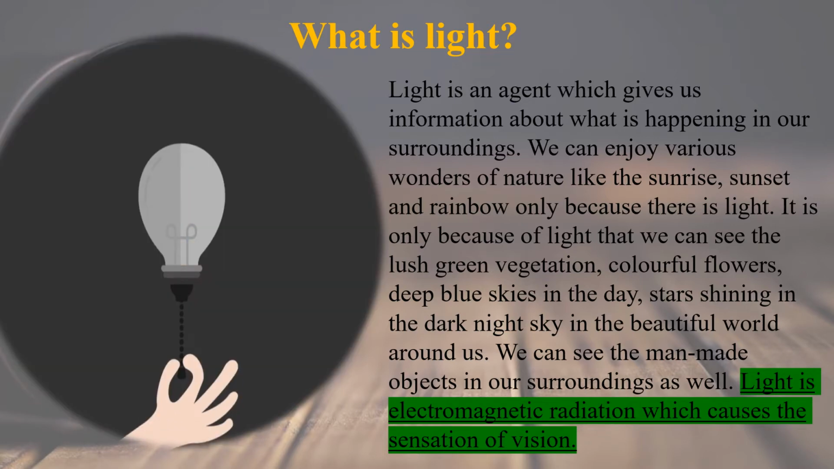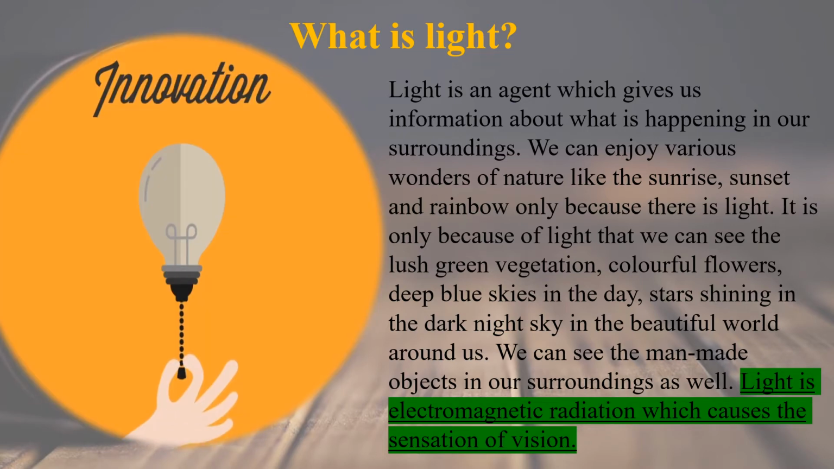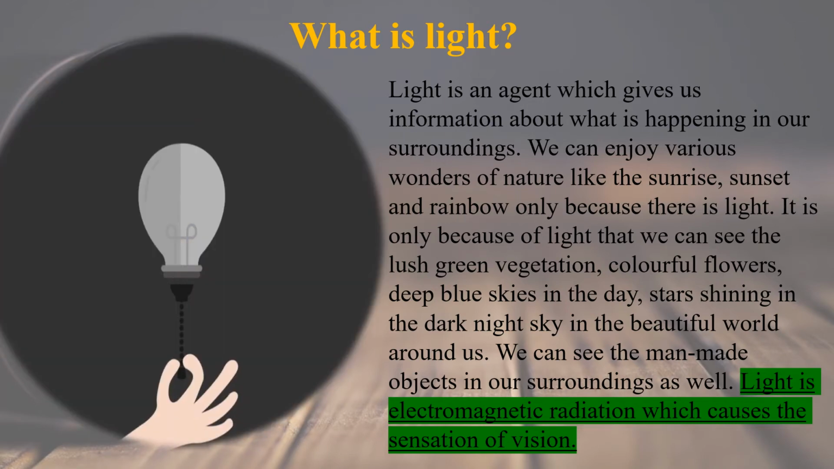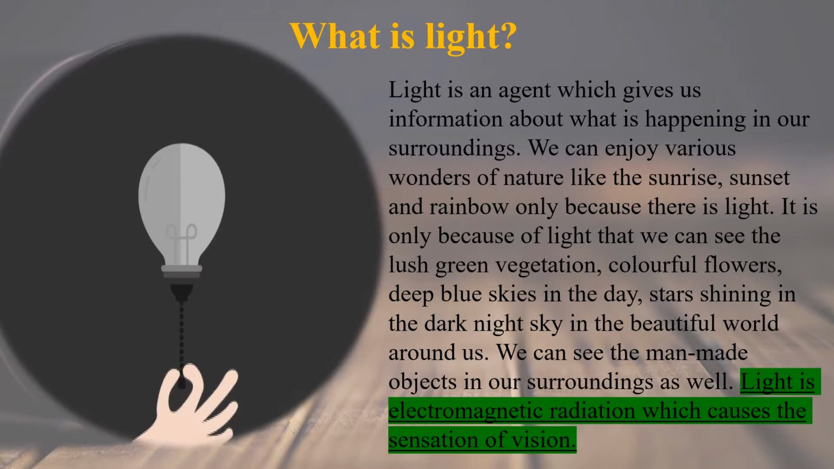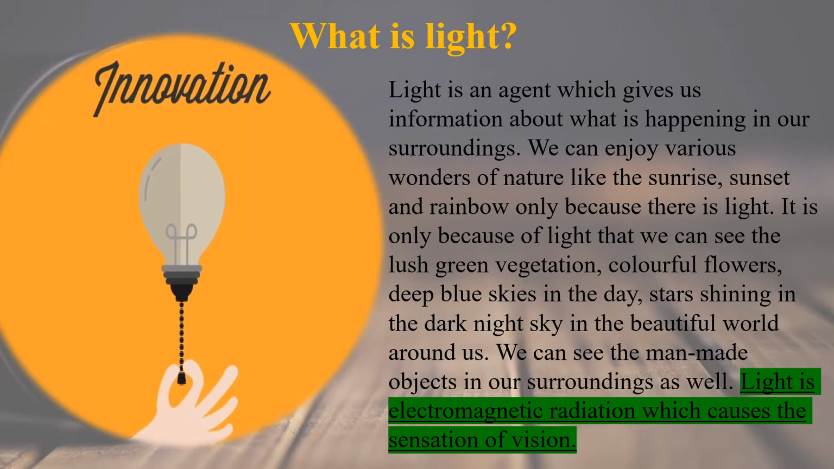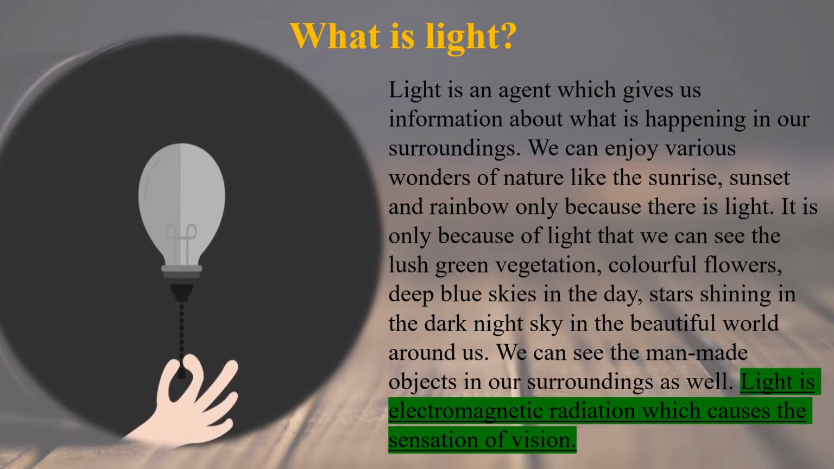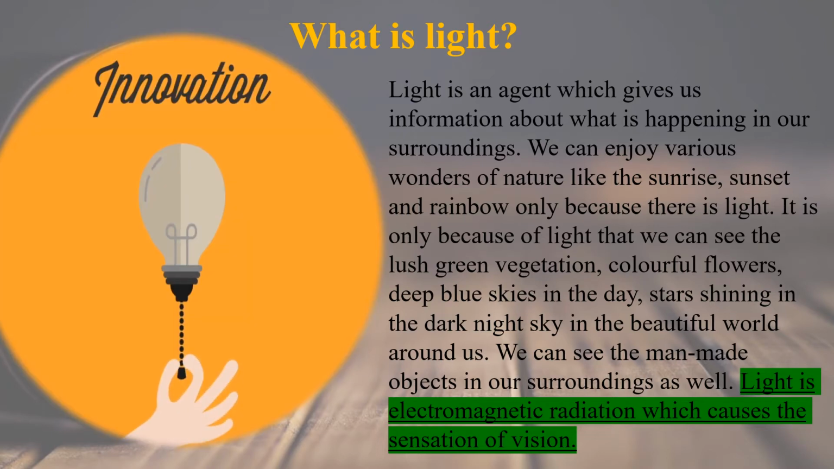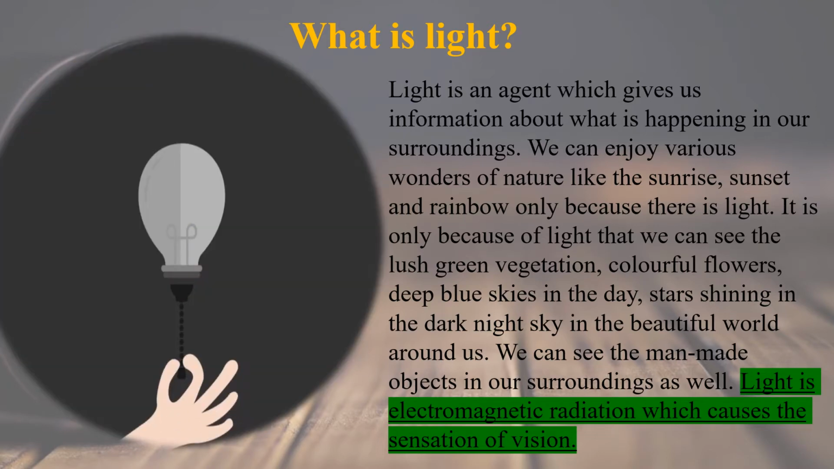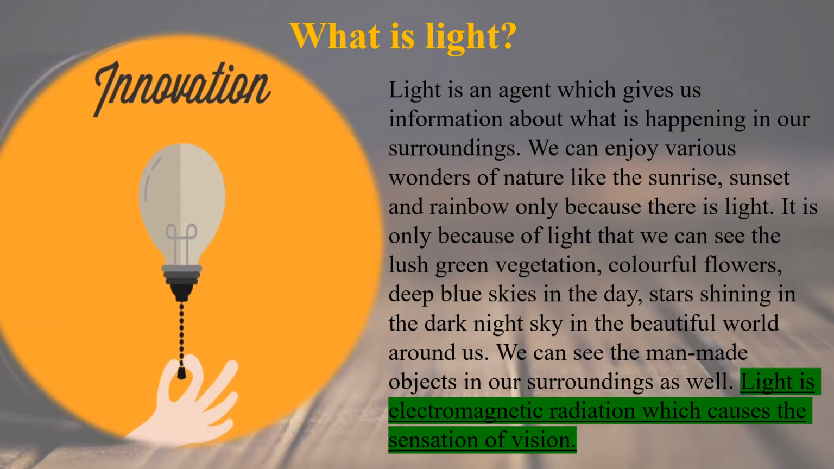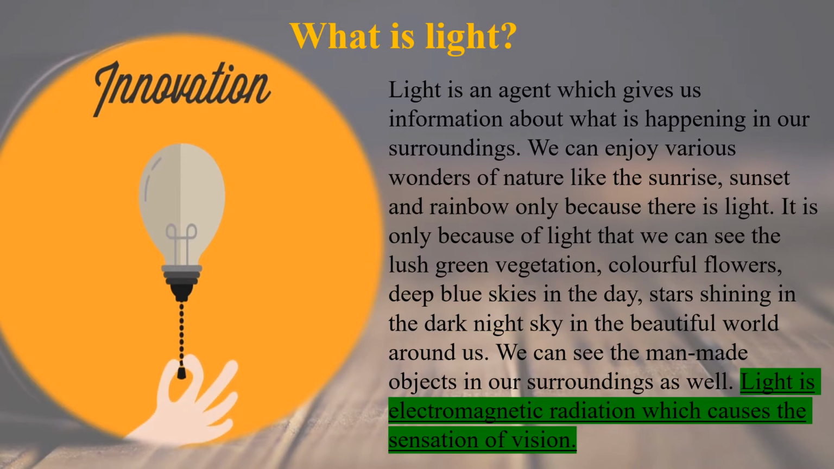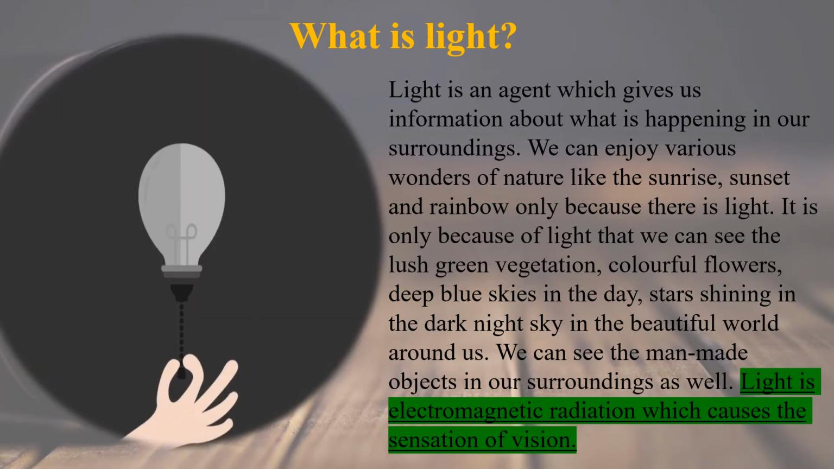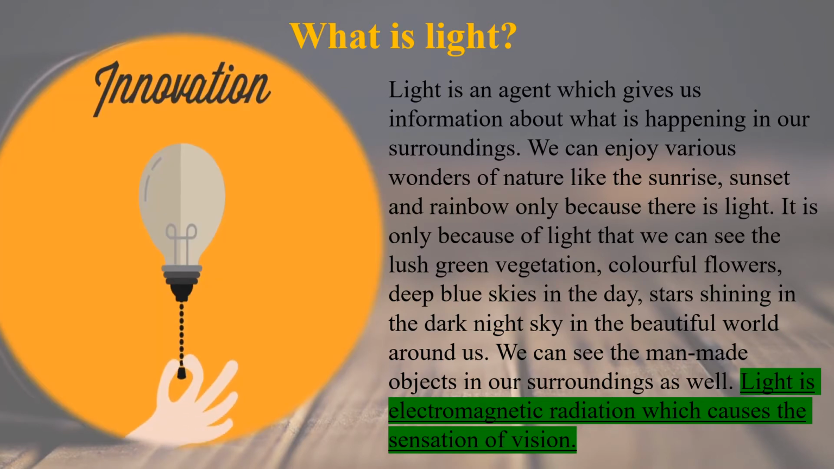It is only because of light that we can see the lush green vegetation, that is the plants, the grass, colorful flowers, deep blue skies in the day, stars shining in the dark night sky, in the beautiful world around us. So everything that you see, the moment you open your eyes and look around, anything that you are able to see is all because of light. We can see the man-made objects in our surroundings as well.